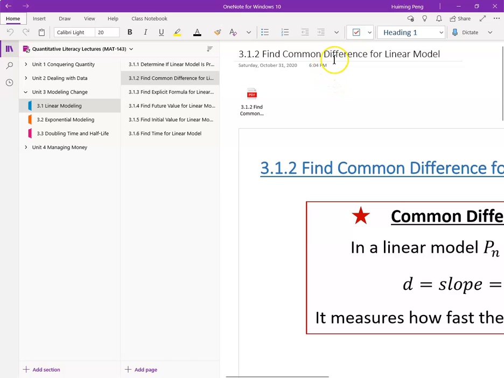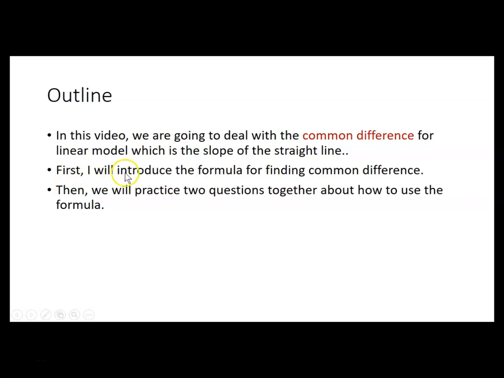In this video, we are going to deal with the common difference for a linear model, which is the slope of the straight line. Let's see the outline. First, I will introduce the formula for finding the common difference. Then, we will practice two questions together about how to use the formula. Let's see the material.